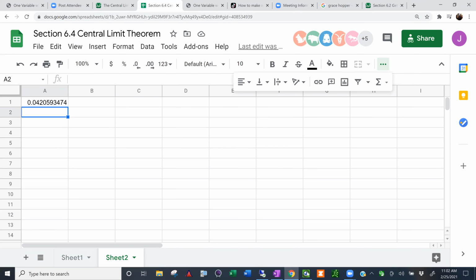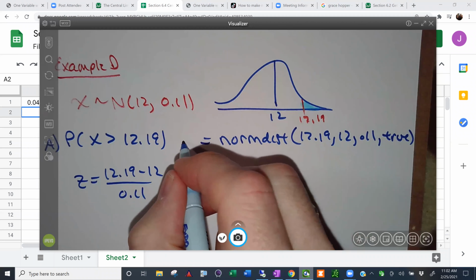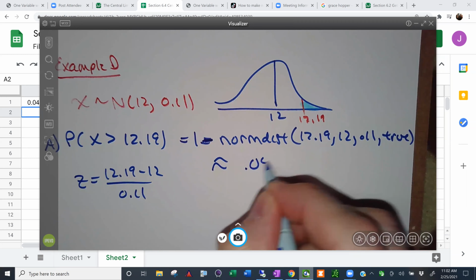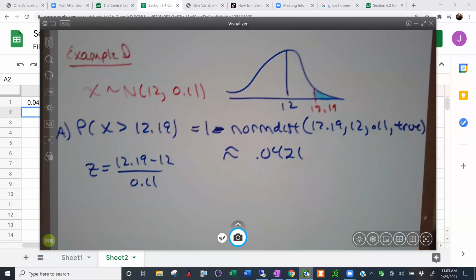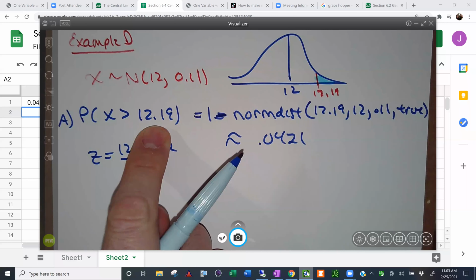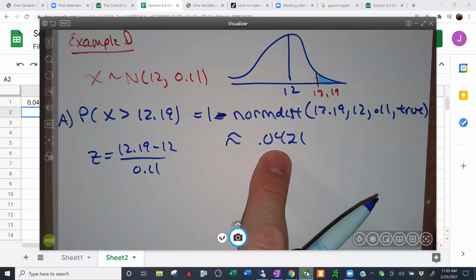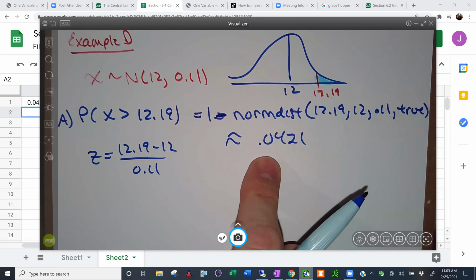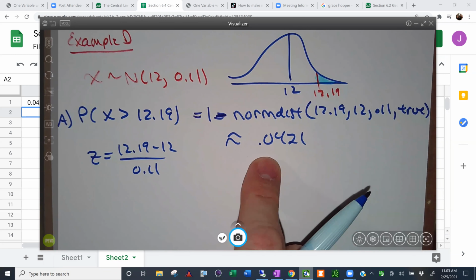So I'm just going to do it this way. I'm going to do equals 1 minus all that, approximately 0.0421. So is there a good chance you're going to get a lot of extra pop out of your can of Coke? No. Not really. In fact, I would say that that's an unusual event. The author of our book says that something less than 5% really starts to mean that this is an unusual or significant event.